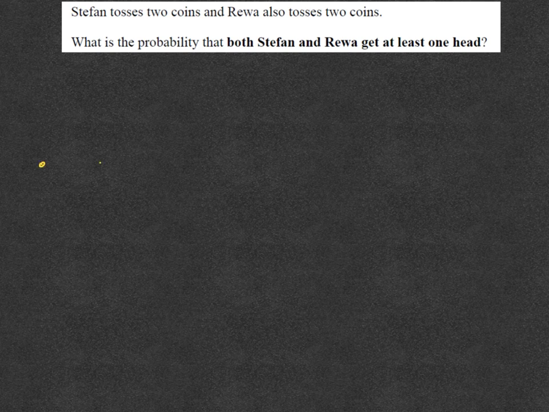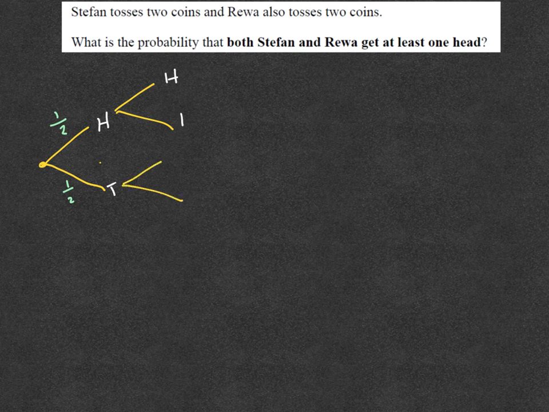So starting from here, there are 2 options. Let's just say this is Stefan: heads and tails, and of course, being a fair coin, we would assume that they're both a half in terms of probability. And for the second toss, again, we've got heads and tails, and again, we'll put the probabilities on. They're all equal to a half.